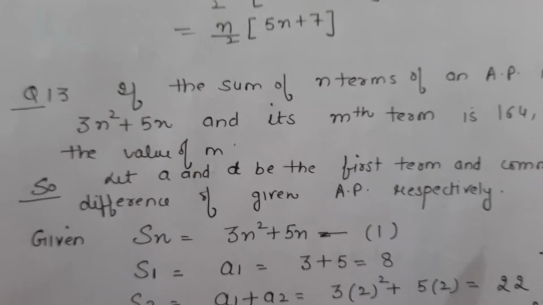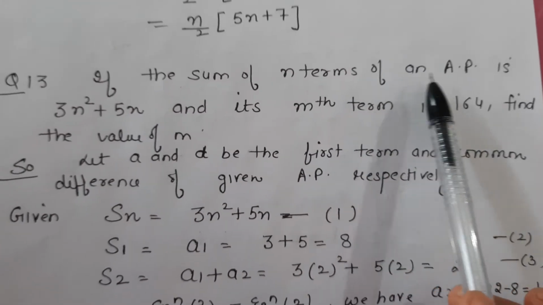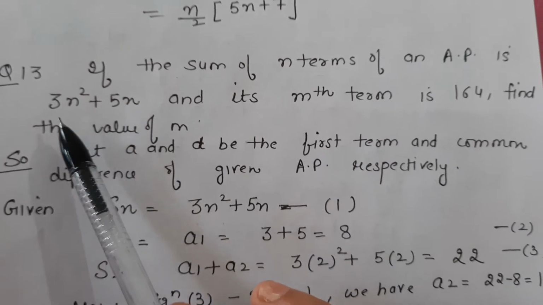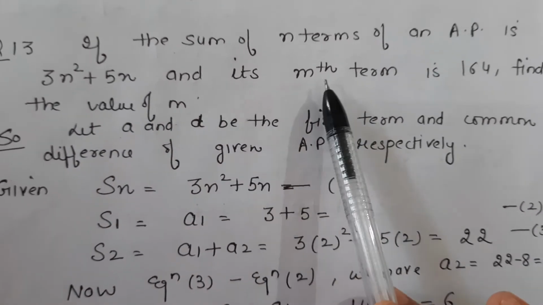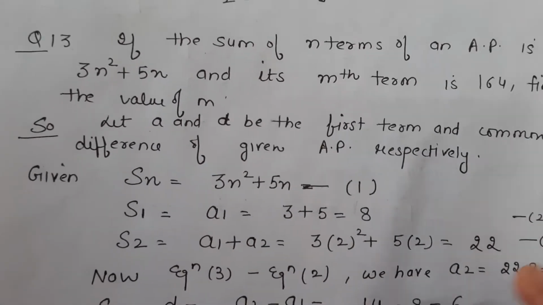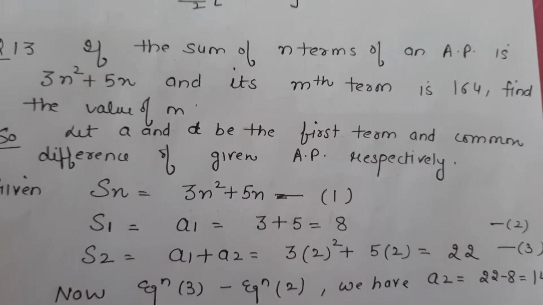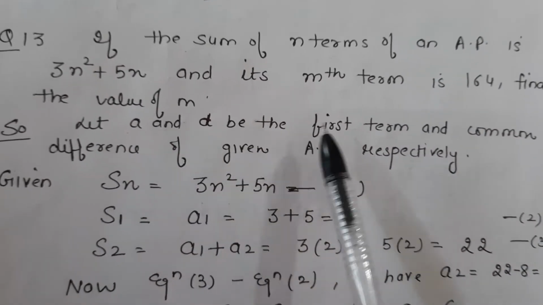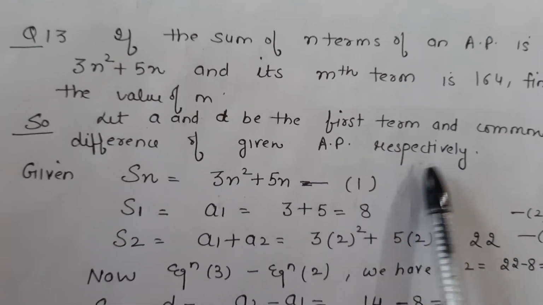Question number 13 is, if the sum of n terms of an AP is given to be 3n square plus 5n and its mth term is 164, then find the value of m. Now in this question you are given one AP. So we assume that let a and d be the first term and common difference of given AP respectively.